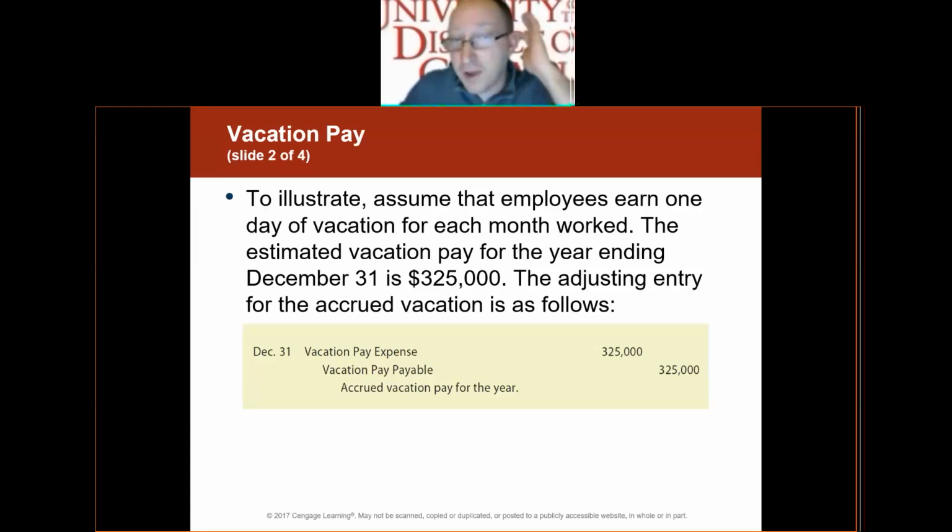The estimated vacation pay for the year ending was $325,000 worth of vacation pay that was accrued for the company. The adjusting entry at the end of the year for vacations is as follows. Debit vacation pay expense and credit vacation pay payable. Because it's money that the employee accrued over time. And as they use it, you need to pay it.